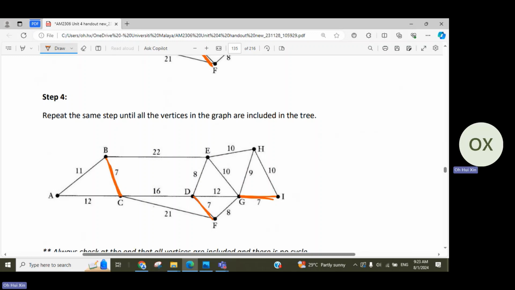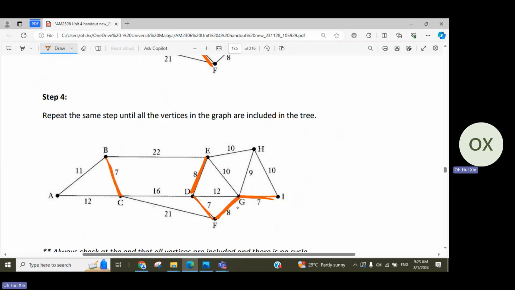After 7, the next shortest should be 8, right? So that's why we have 8 here. You can go DE first, or FG first. Let's say we go DE first. As we go for DE, the next shortest one will be 8 as well. Just make sure that when you highlight, you don't create any cycle, then it should be fine. After that, the next one will be 8 as well.